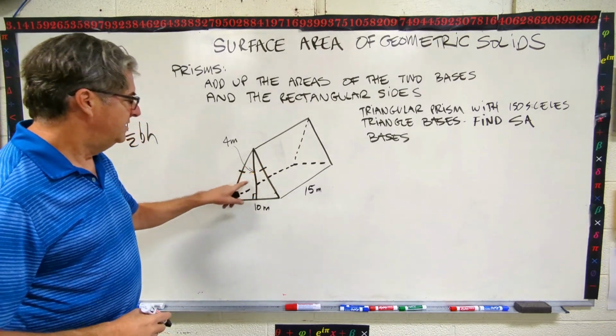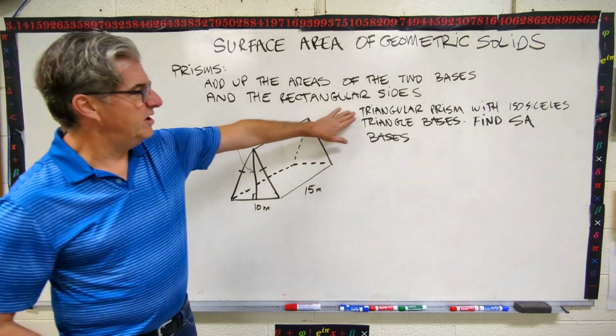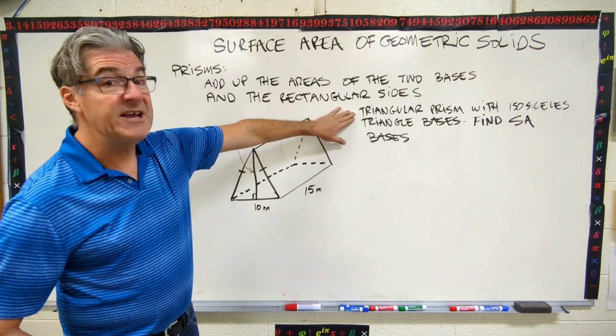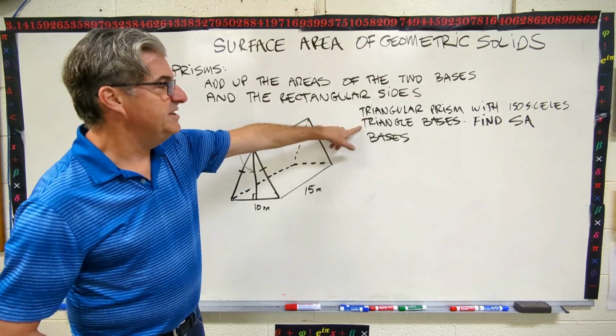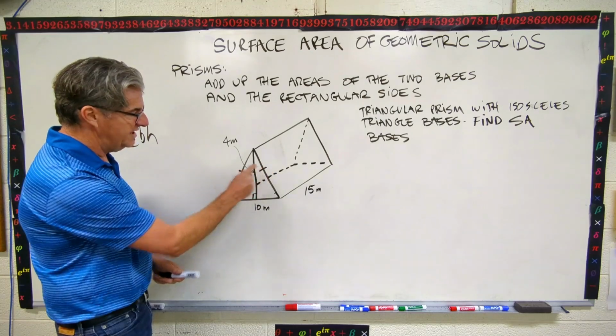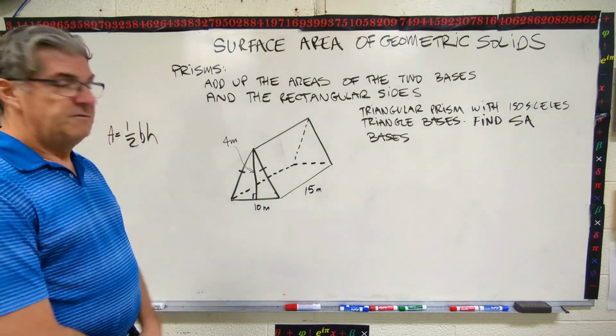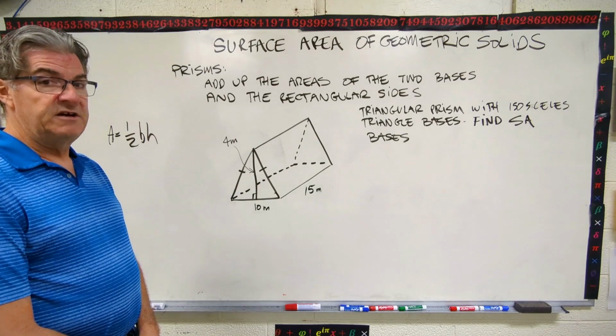We have 2 of them, front and back. And notice what I've told you here is that it's a triangular prism with isosceles triangle bases. So those are marked here. That side equals that side. That's going to come into play a little later. But right now, write an expression for the area of the bases.